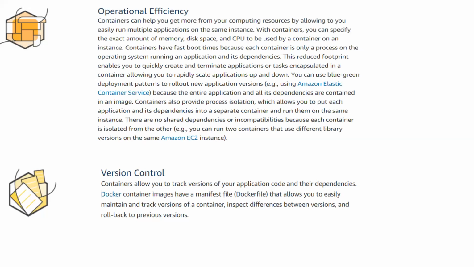The Docker image tracks what kind of version is being created and what version of the Docker image is being installed on different servers. It has everything in a manifest file, which allows you to easily maintain and track versions of your container, inspect differences between versions, and roll back to previous versions. If you have a problem or an impact after your patch is applied, then you can easily roll back to previous versions. And you are aware of everything because it keeps track of the versions being applied as patches on your environments. So this is the other benefit coming from the container service.